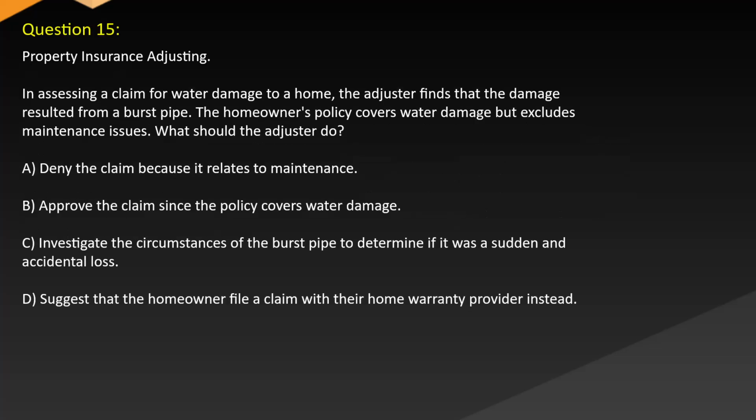Question 15. Property insurance adjusting. In assessing a claim for water damage to a home, the adjuster finds that the damage resulted from a burst pipe. The homeowner's policy covers water damage but excludes maintenance issues. What should the adjuster do? A. Deny the claim because it relates to maintenance. B. Approve the claim since the policy covers water damage. C. Investigate the circumstances of the burst pipe to determine if it was a sudden and accidental loss. D. Suggest that the homeowner file a claim with their home warranty provider instead.